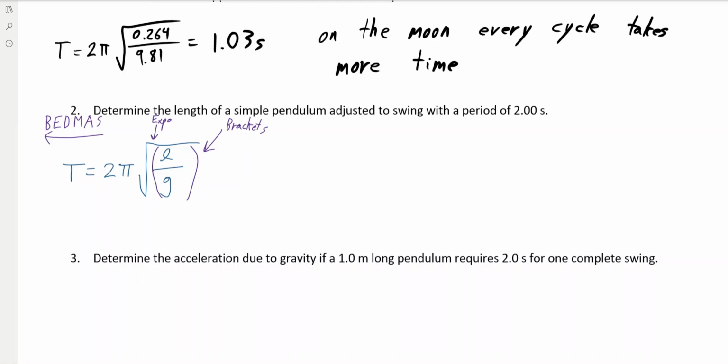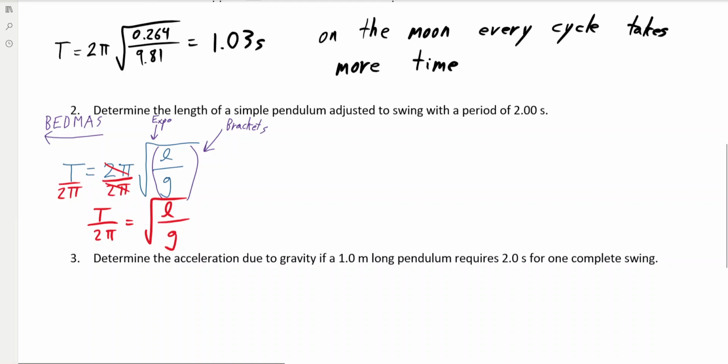So what's our first thing? Well, we don't have adding or subtraction, so the first thing is to divide by 2 pi on both sides of our equal sign. So divide by 2 pi, and we get T over 2 pi equals the square root of L over g. All right, so we're not done yet. We want to solve for L.